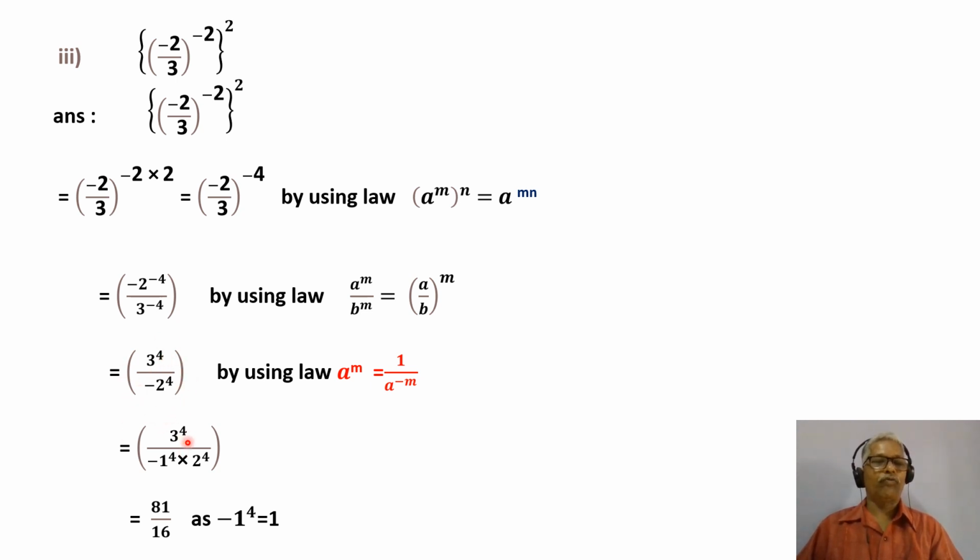Okay. 3 raised to 4 into, again you split this, you know this formula also, minus 1 raised to 4 into 2 raised to 4. Minus 1 into minus 1 into minus 1 into minus 1 will be 1. So the final answer will be 3 raised to 4 upon 2 raised to 4, which is 81 upon 16, as minus 1 raised to 4 equals 1. Okay, so this should be your answer. Okay, so go through it, solve as many problems as you can solve, and always write these laws and we'll remember them.